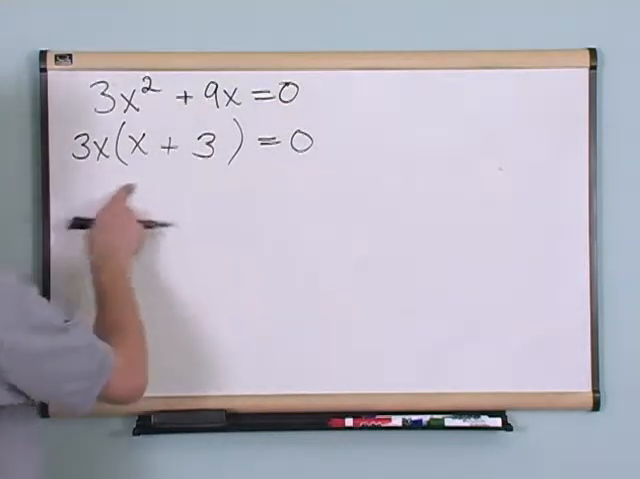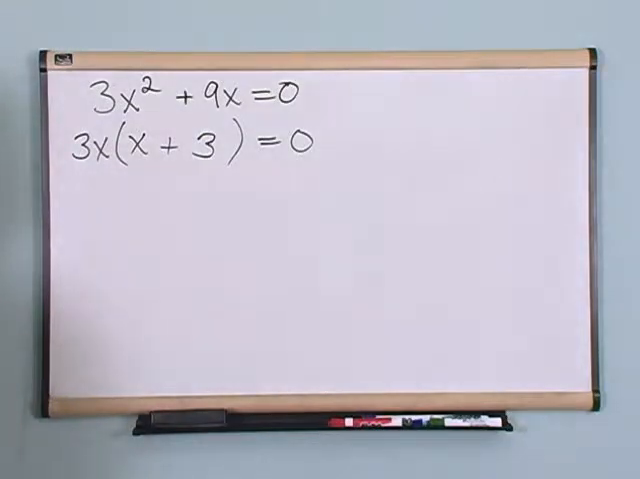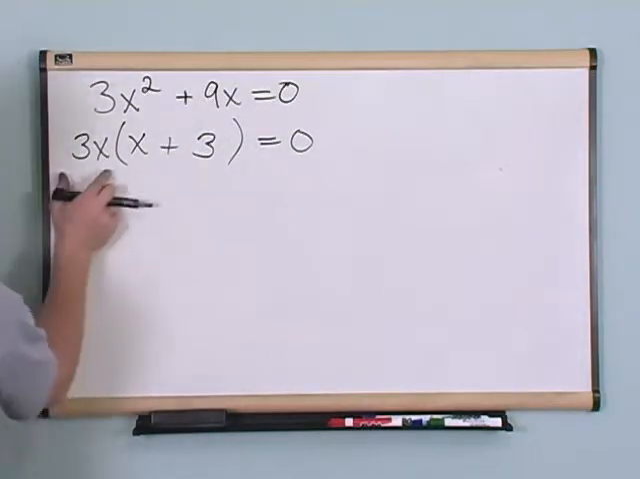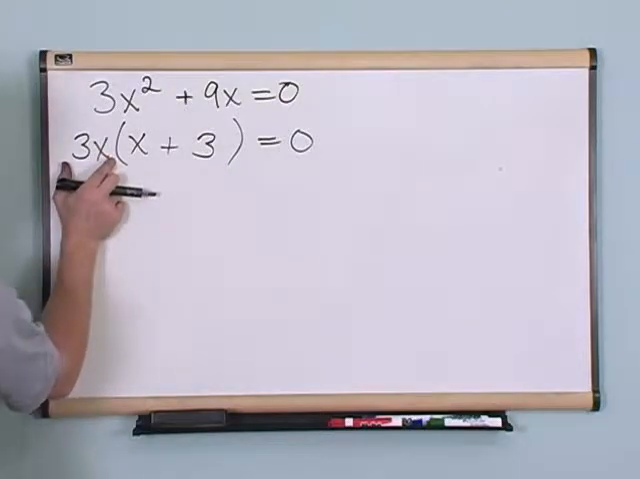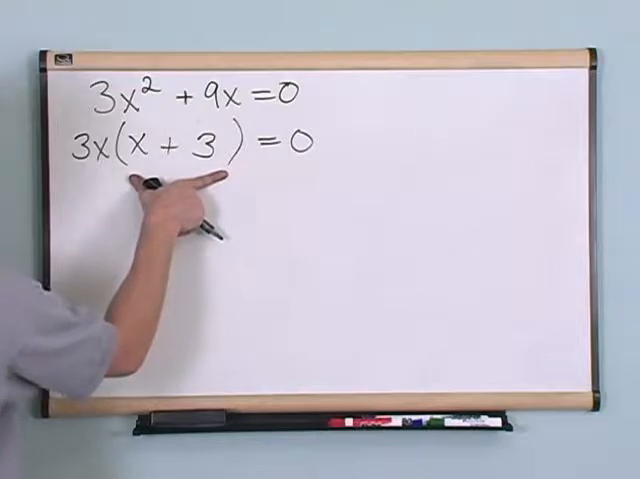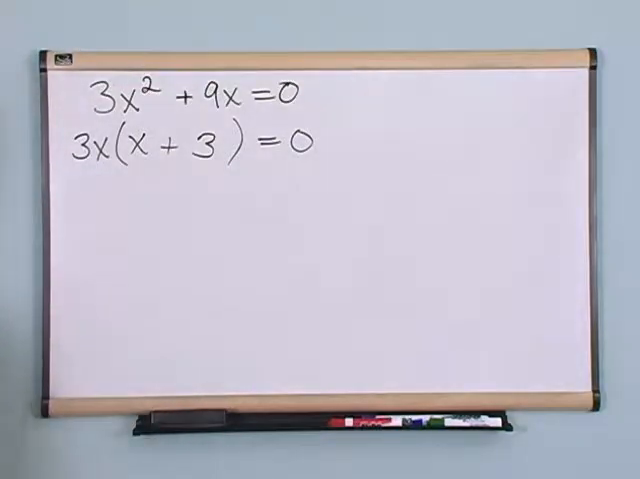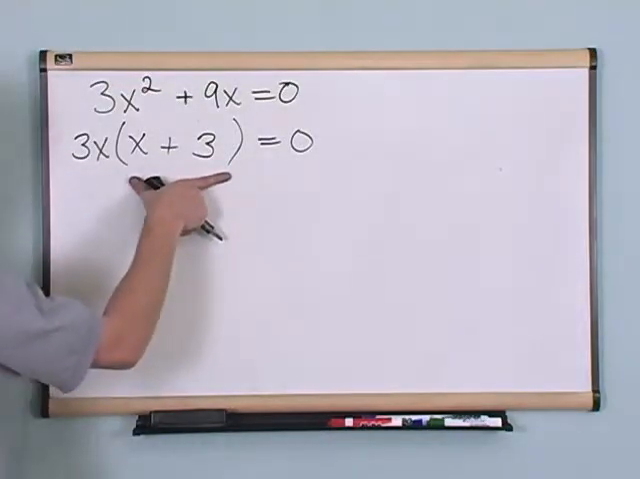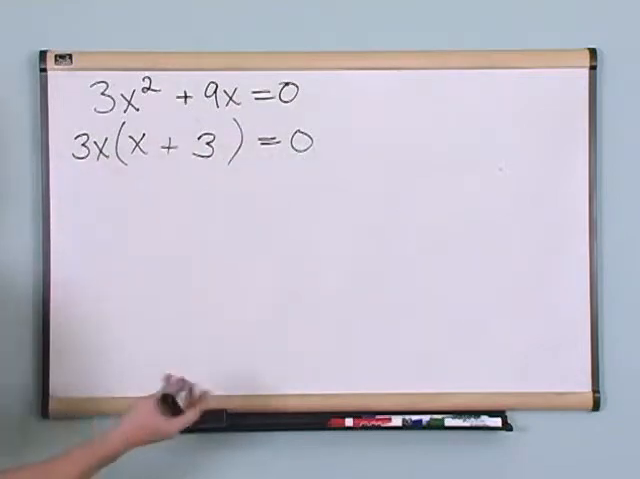So you might say, this doesn't look any simpler. How can I use this? Well, one thing to realize is, in order for this whole thing to be 0, either this quantity can be 0, which will drive the whole thing to 0, or this quantity can be 0, which will drive the whole thing to 0. Because if this is 0, well, 0 times anything is 0, and vice versa.